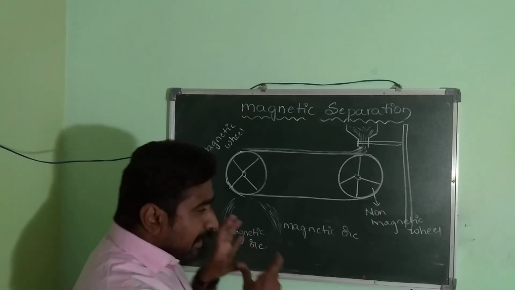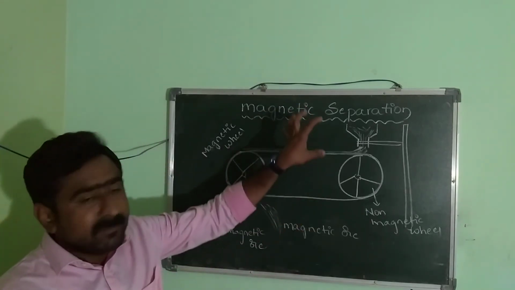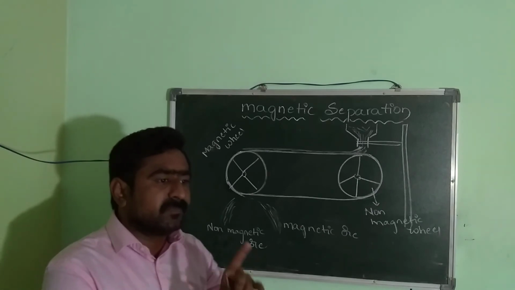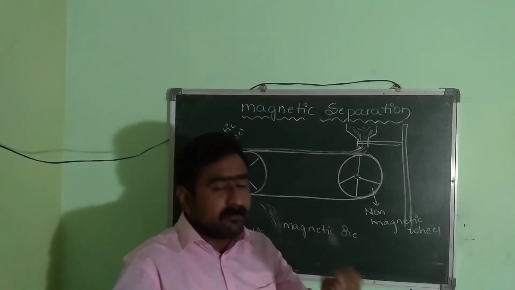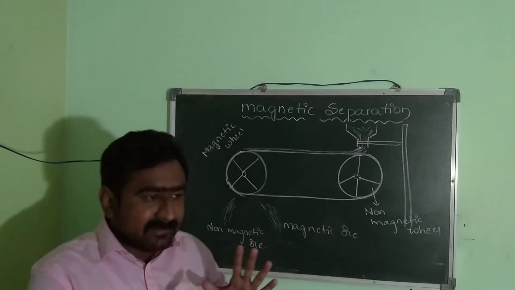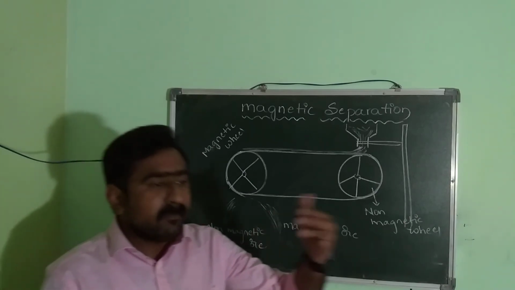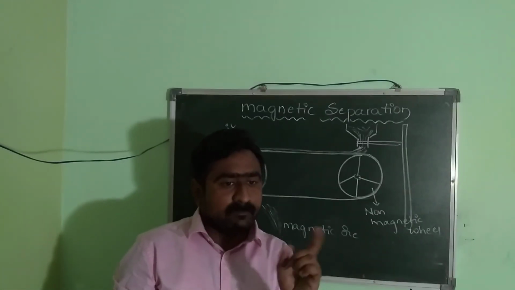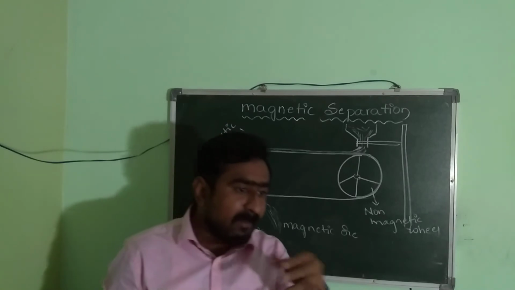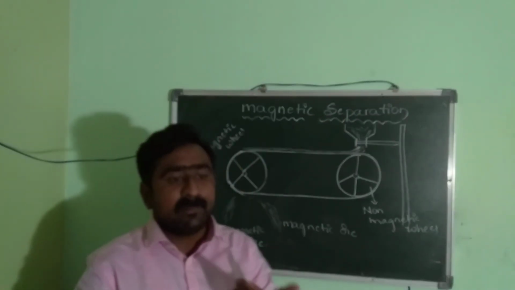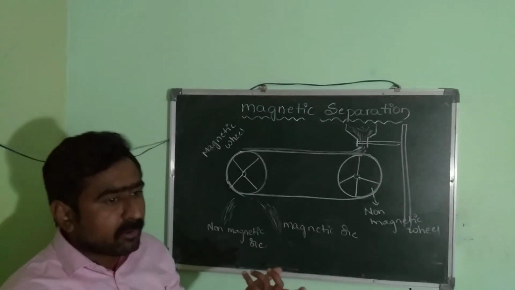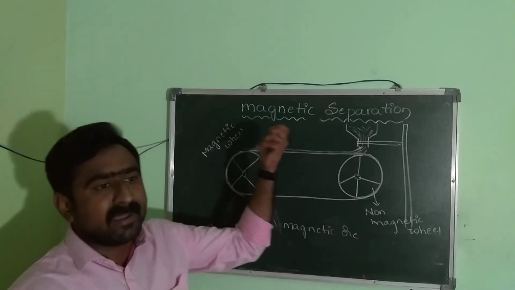So the ultimate aim of this experiment is that we need to separate the minerals or the magnetic particles which are present in the ore from the non-magnetic ore particles. To separate which magnetic particles and which non-magnetic particles are in the ore, we employ this method. So this method is called magnetic separation.